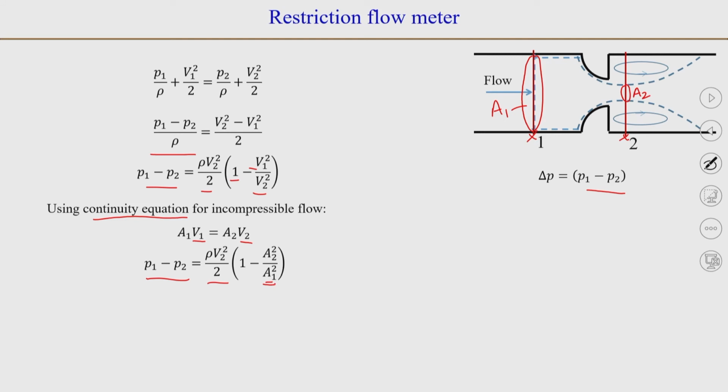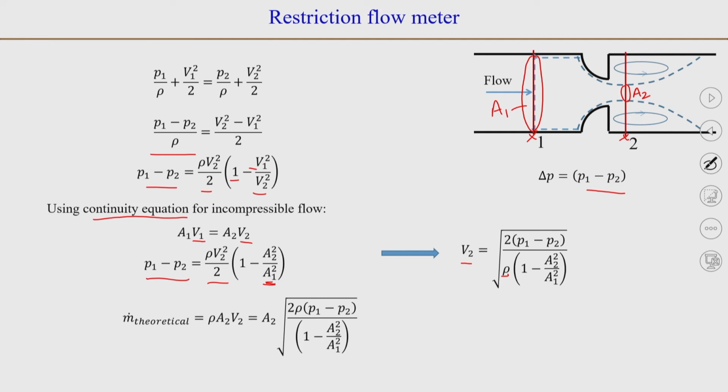So, we know A1 from the geometry or the dimension of the pipe. A2 is something that we need to relate somehow with a geometrical parameter, right. So, we can write this in terms of V2. V2 is the velocity here, square root of 2 delta P divided by rho into 1 minus A2 squared divided by A1 squared. And if we want to measure the mass flow rate, the mass flow rate will be equal to rho A2 into V2.